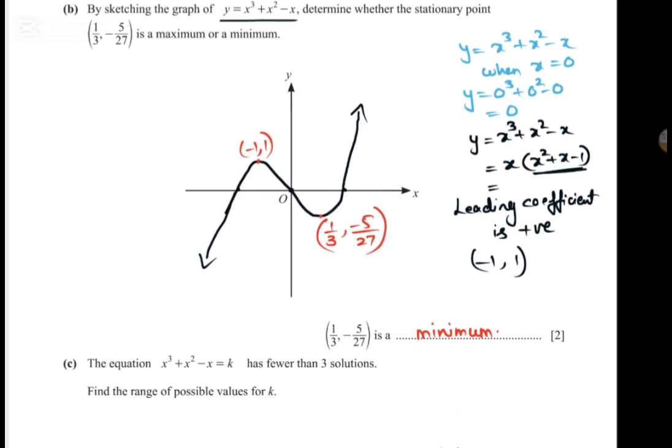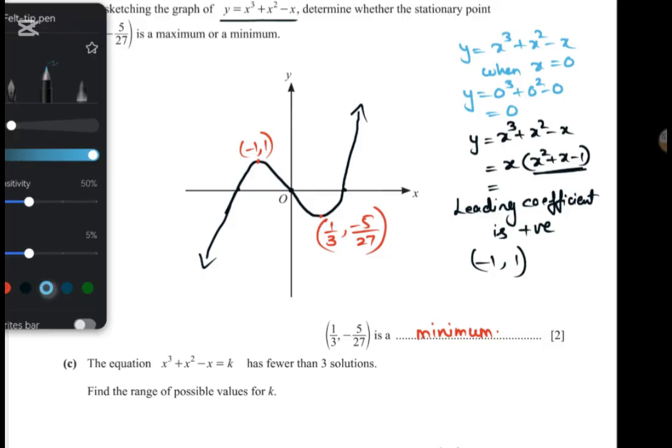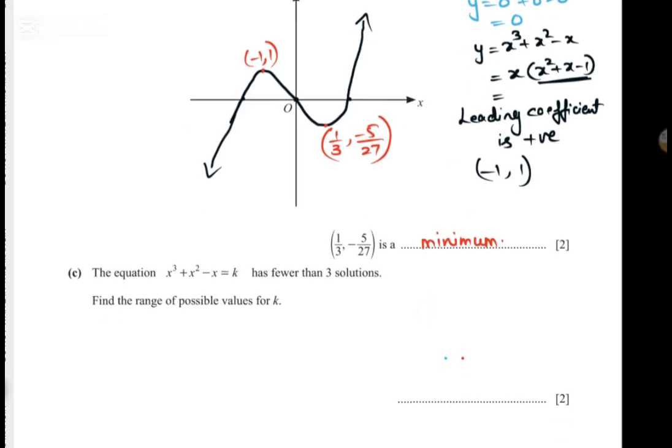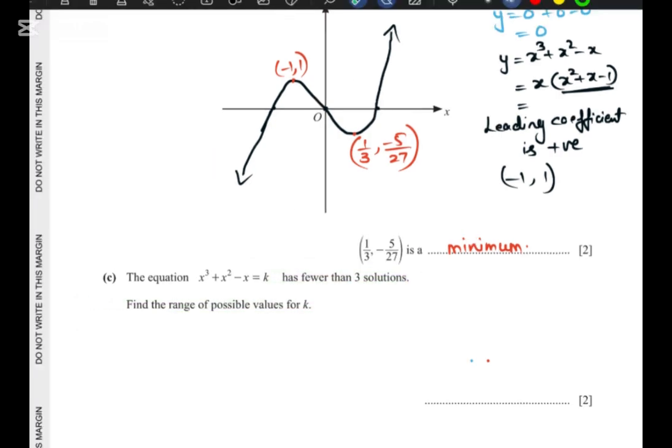Question number C. The equation x cube plus x square minus x is equal to k has fewer than 3 solutions. Find the range of possible values of k. Now this equation x cube plus x square minus x is equal to k means y is equal to k, and it has less than 3 solutions.